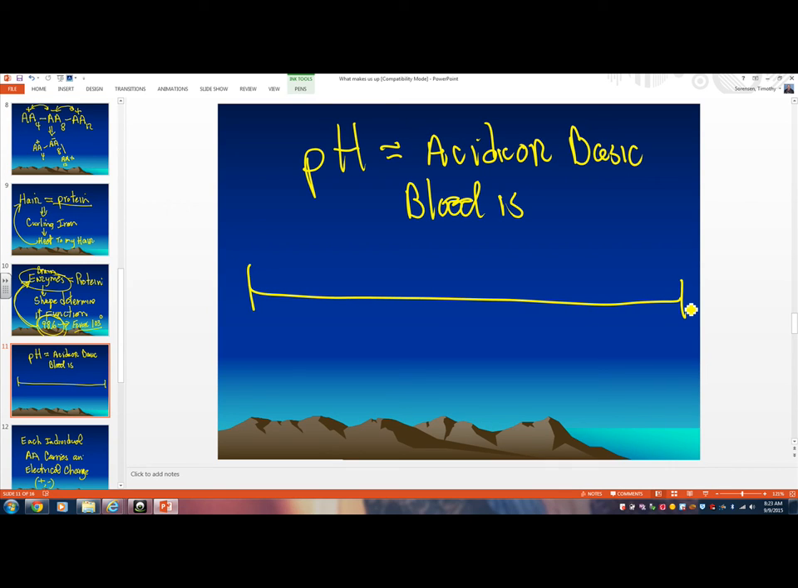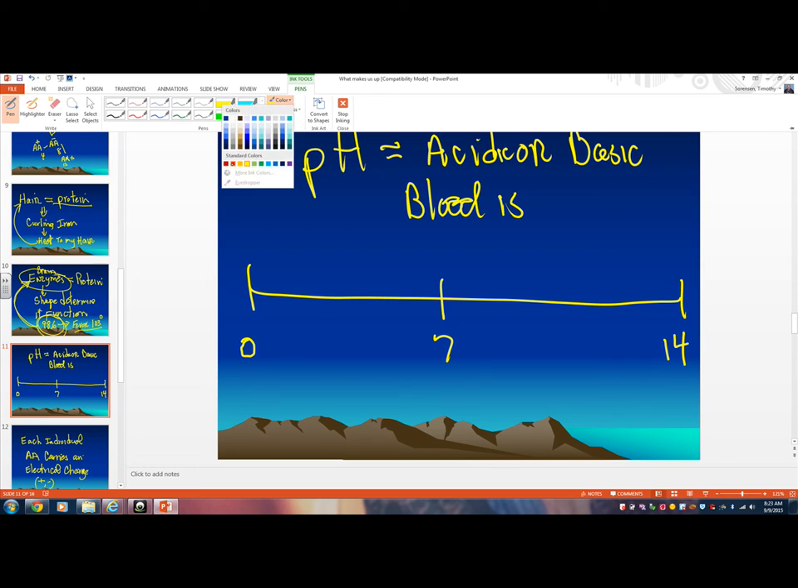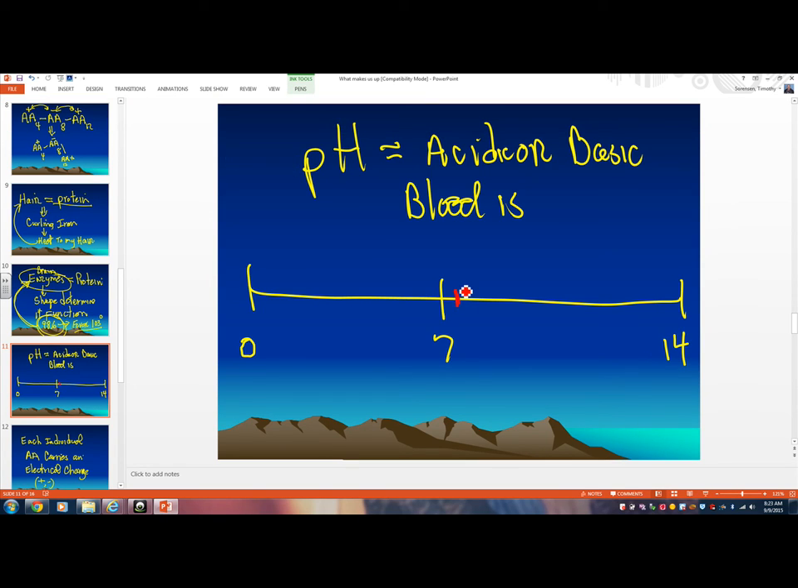What's the goal of the body? To maintain homeostasis. The pH scale goes from 0 to 14, 7 being neutral. The pH of the blood, therefore the cells, has to be maintained between 7.35 and 7.45. If you alter the pH, if the pH becomes too acidic or too basic, you die. And the reason you die is because of this.